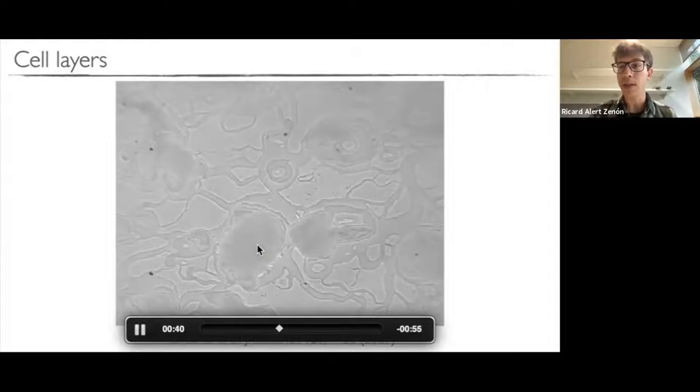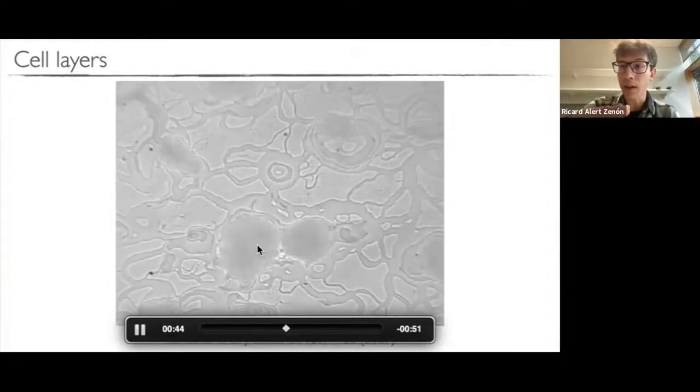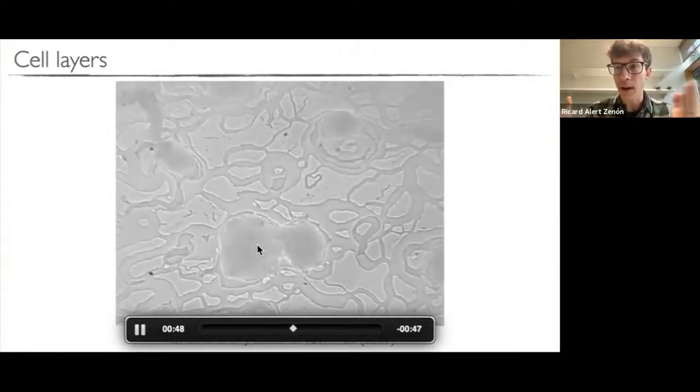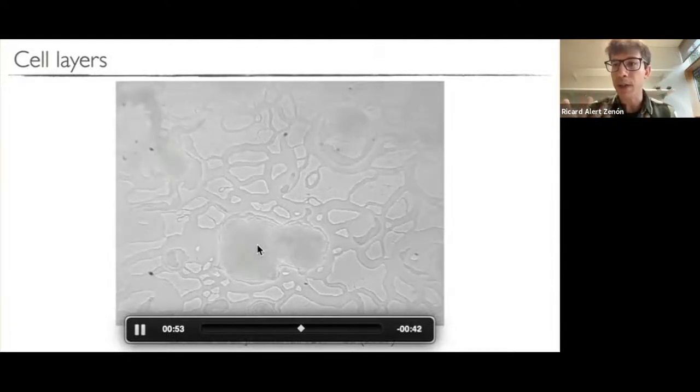That's not obvious because these cells are very well attached to the underlying substrate. They are migrating on it. And they're not proliferating, they're not growing, they are starving. So how do they manage to build up the stresses to form a new cell layer?